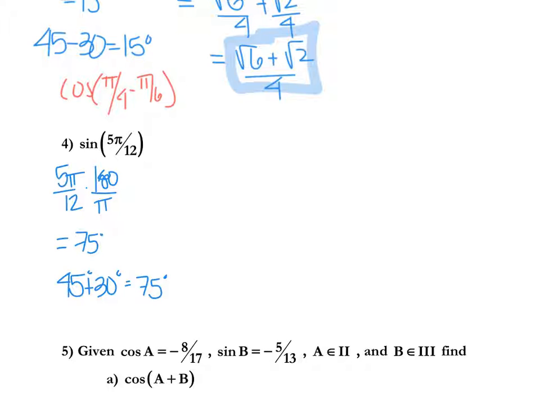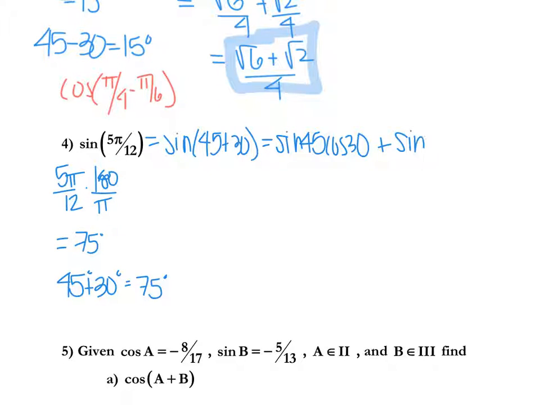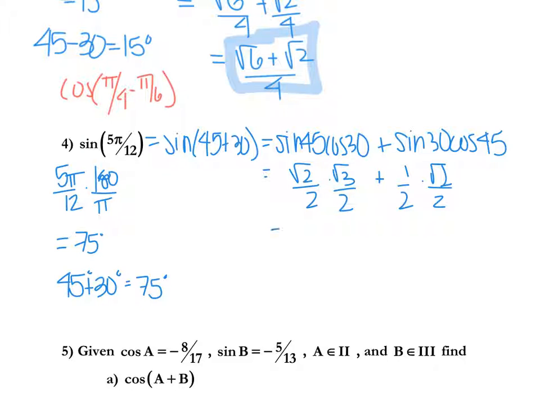Okay, remember that you want to use angles that are actually on the unit circle, otherwise how are you going to evaluate them? So this is going to be sine of 45 plus 30. So let's write out the identity. Sine 45 cosine 30. Remember that sine's the same sign. And then sine of 30 cosine of 45. Okay, so we get root 2 over 2 times root 3 over 2 plus 1/2 times root 2 over 2. So root 6 over 4 plus root 2 over 4. Rewrite it as 1 fraction.